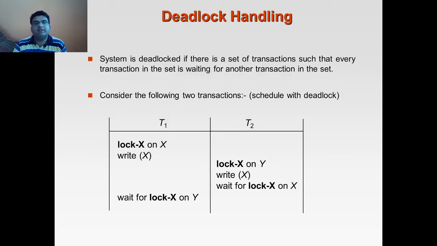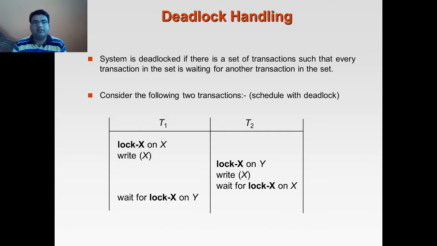A system is deadlocked if there is a set of transactions such that every transaction in the set is waiting for another transaction in the set. Let's assume this particular schedule which has two transactions T1 and T2. Deadlock occurs if T1 is waiting for a data item which is already occupied by T2, and at the same time T2 is waiting for a data item which is already occupied by T1.